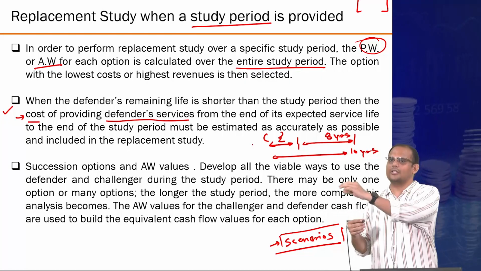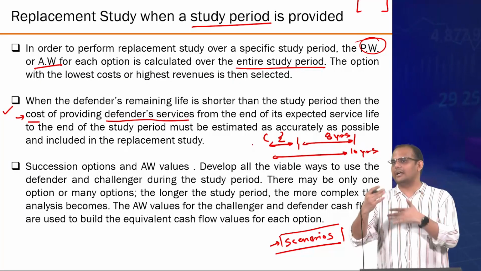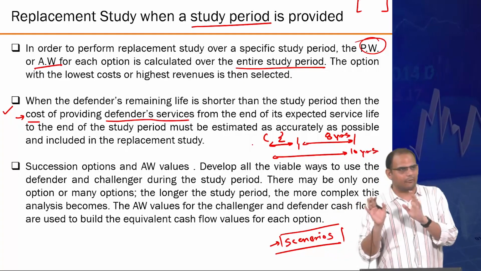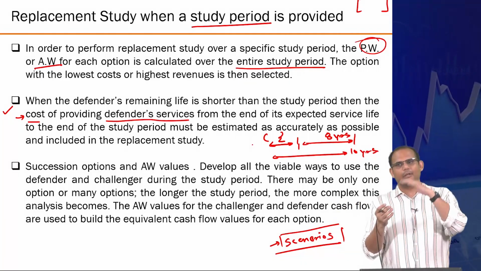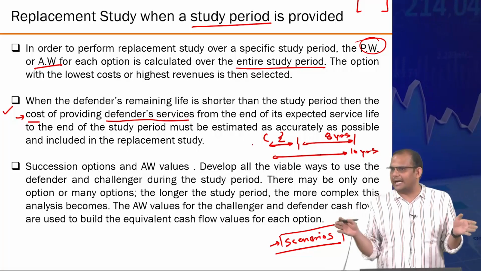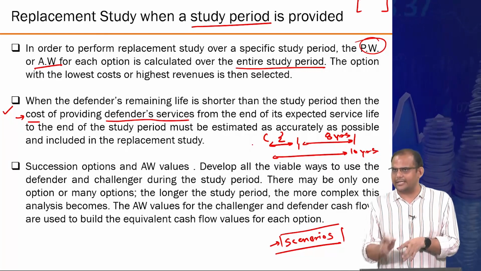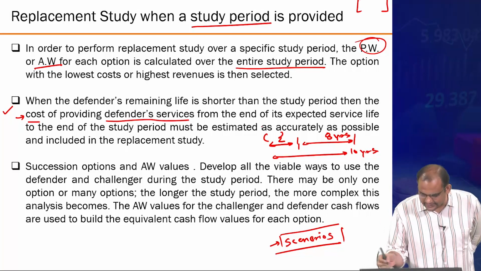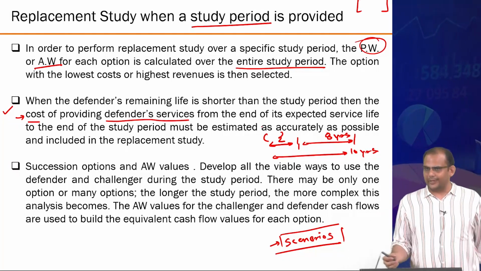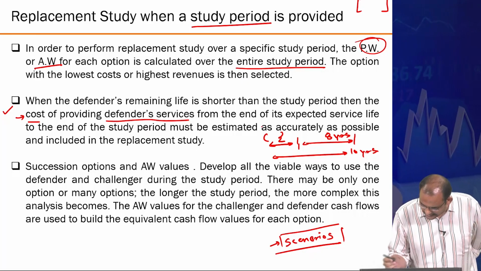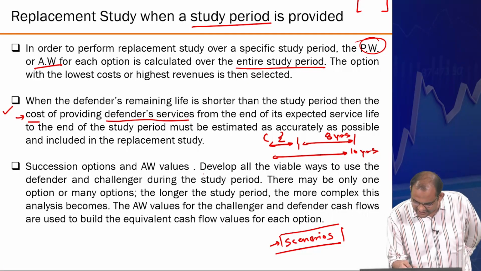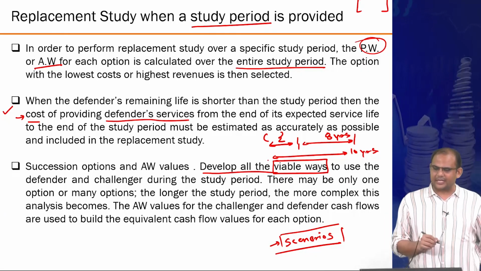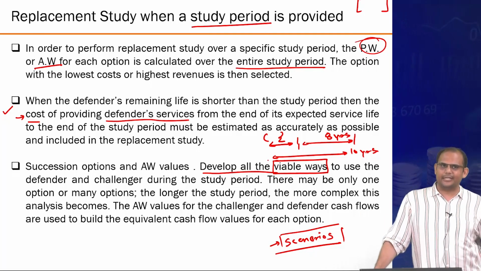So the total cost of 10-year service alternatives has to be equal, right? Alternatives have to provide service for 10 years. That's a requirement you have put. So when you're comparing, you have to consider the entire life. That's the main point, right? And again, this needs to be accounted for and this needs to be part of the replacement study. So I'll also give an example. So essentially what you do is develop all viable ways to use the Defender and the Challenger during the study period.